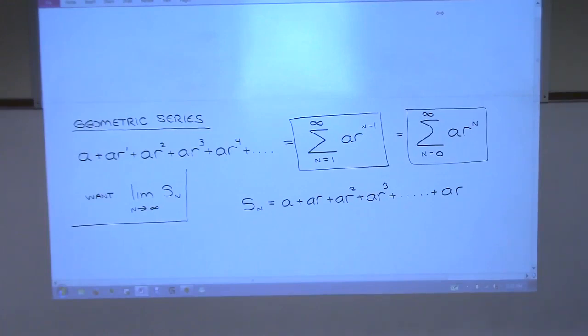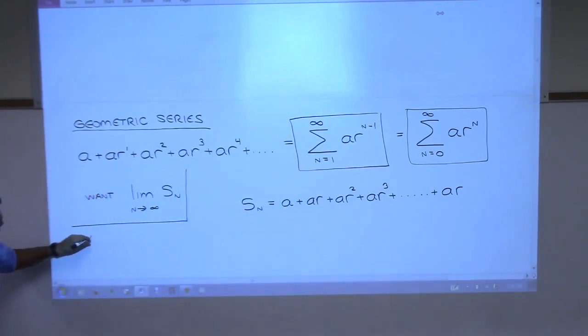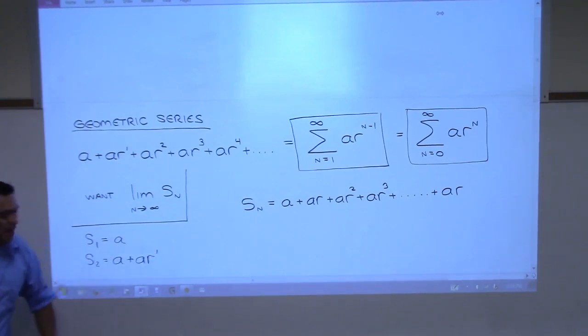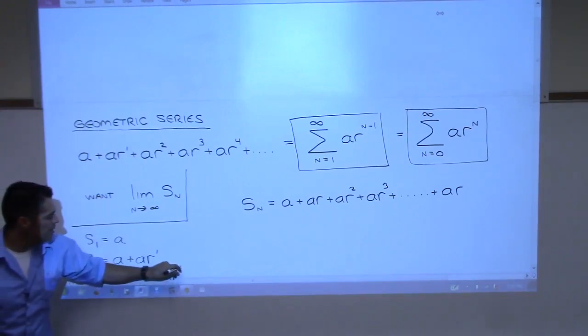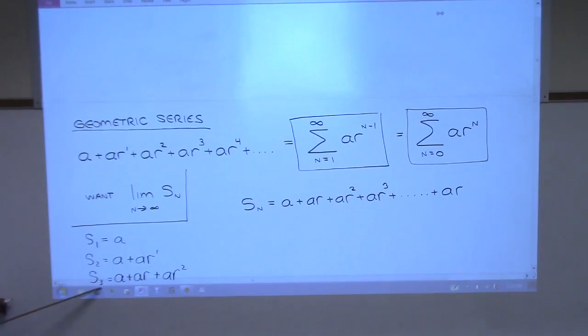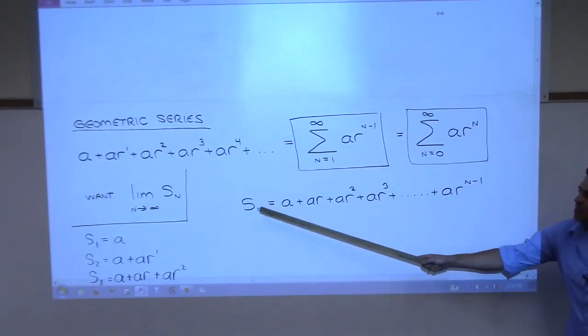Think about it carefully here for a minute. It's not n. I'll help you with this. S1, what would S1 be? What would the first partial sum of this series be? A. Okay. What would the second partial sum be? A plus AR to the first power, right? What would the third sum be? A plus AR plus AR what? Squared. So what's the relationship between this number and this number? It's one less, right? So this is going to be r to the n minus 1. Does everyone agree that this is the nth partial sum?